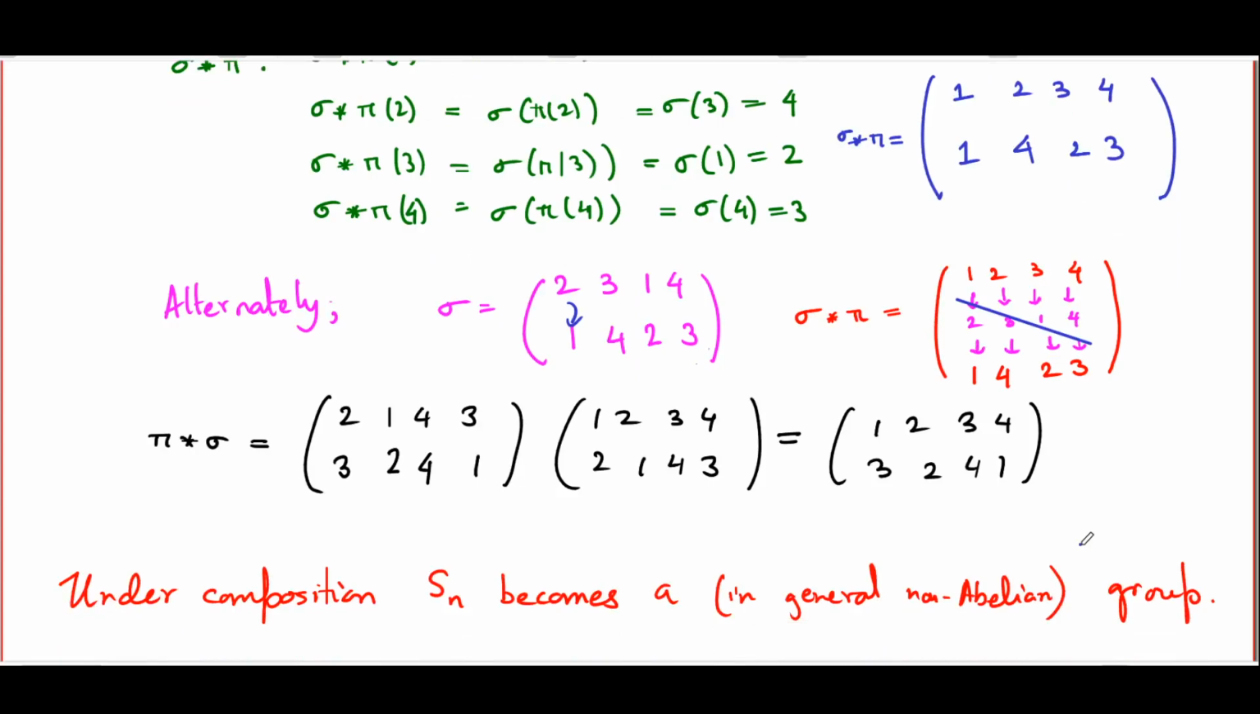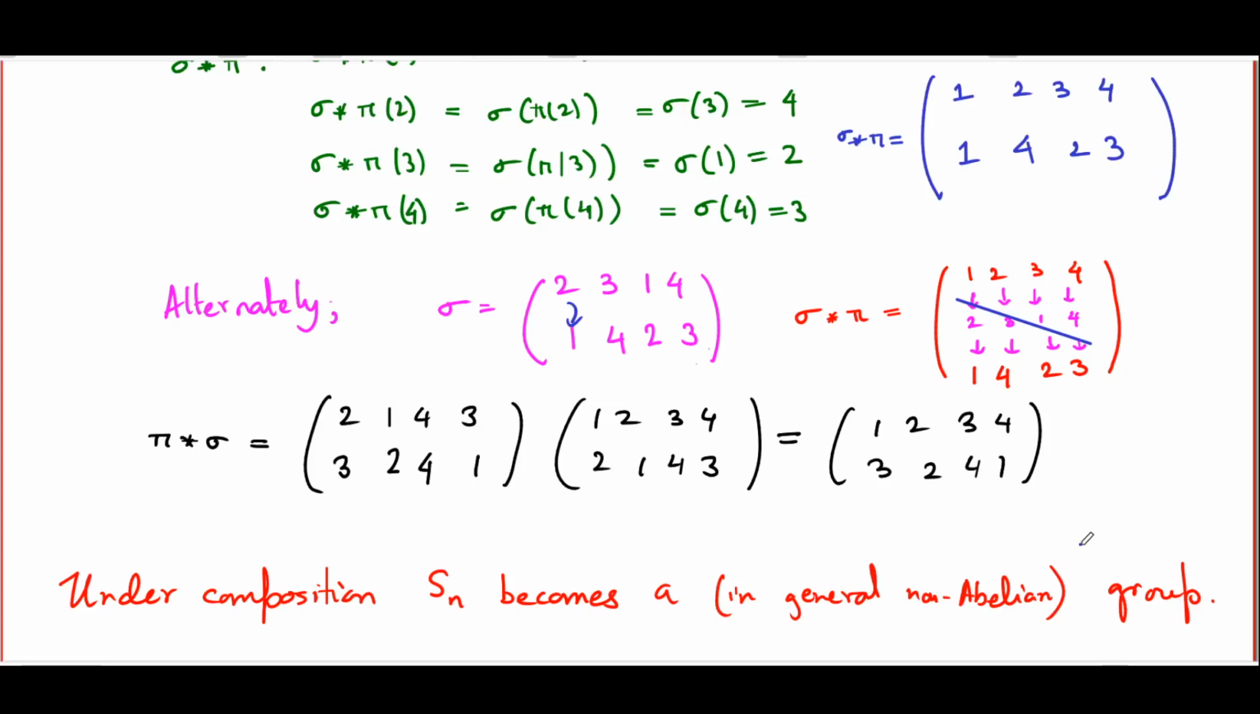In other words, the group product here is not an abelian product. The fact that this group product satisfies the other demands of a group is pretty easy to verify. I will leave that as an exercise for you. But the upshot of all this is, under this composition rule, Sn becomes a non-abelian group. I say in general non-abelian because the smallest Sns, S1 and S2, are actually abelian. That's pretty easy to see. But the general Sn is a non-abelian group.